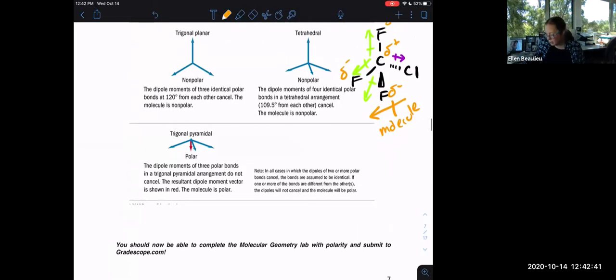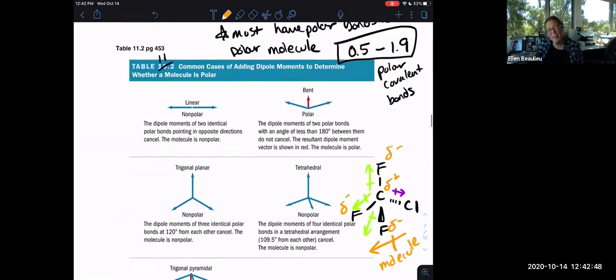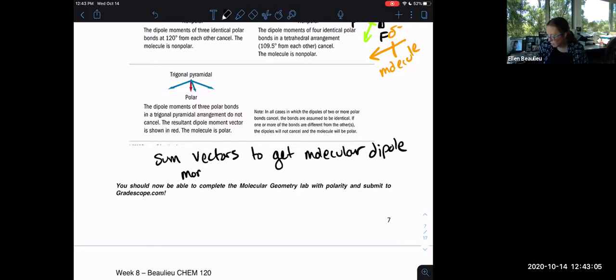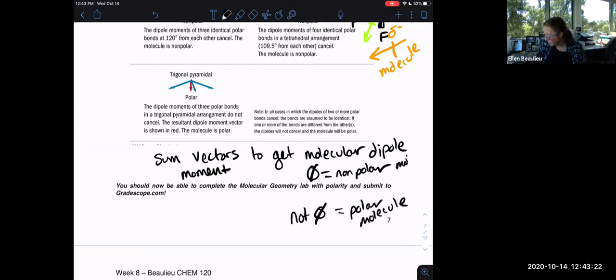So first things first, you got to determine the shape. The second thing, you got to think about, do those vectors add up to something or do they add up to nothing? So you sum the vectors to get a molecule dipole. If you add up all those vectors and you get 0, then you're nonpolar. If you add them up and you don't get 0, they don't all cancel, then you're a polar molecule. And then the last thing that I emphasize is think about the strength of the dipole.